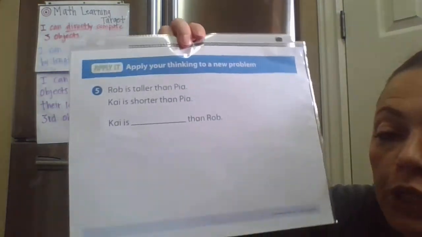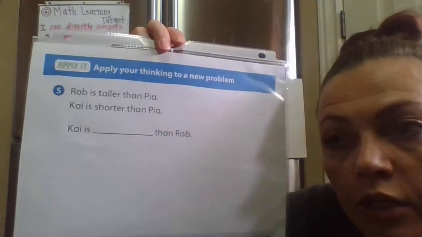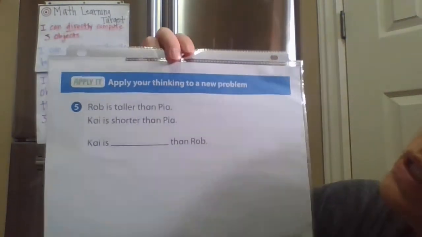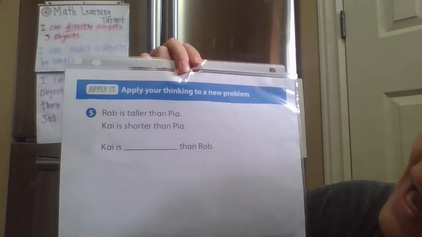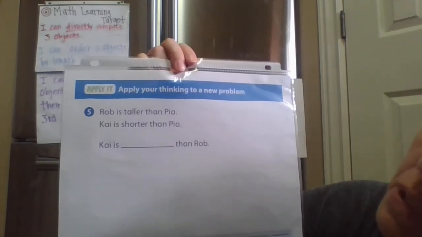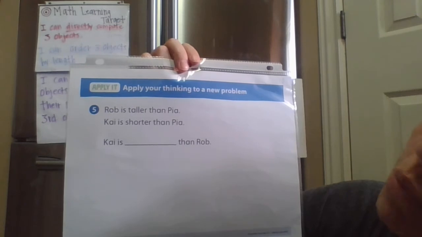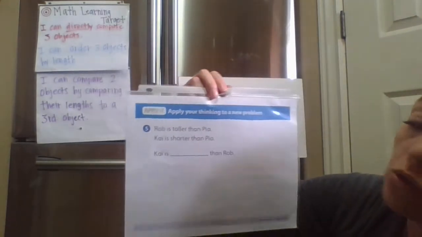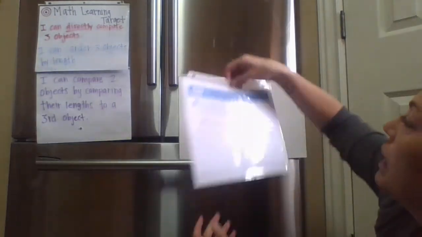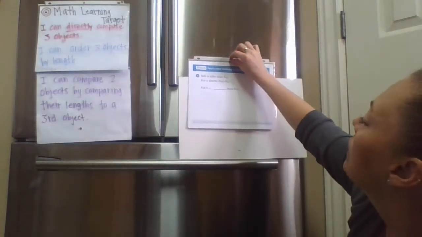Okay, this one does not have any pictures, so we're going to draw our own pictures as we do this. And you can do that in your math book too, if it helps you. Rob is taller than Pia. Kai is shorter than Pia. So Kai is blank than Rob. So in this blank, we're thinking, is Kai taller or shorter than Rob?